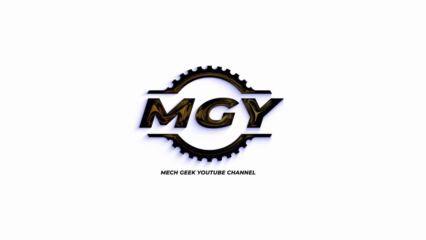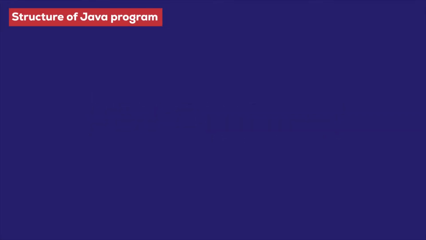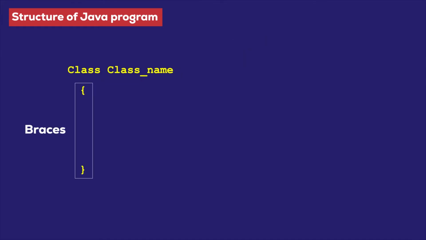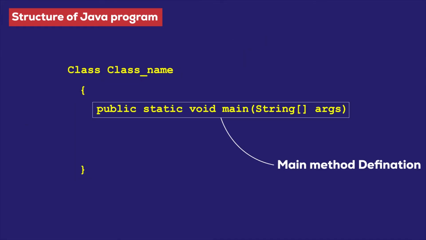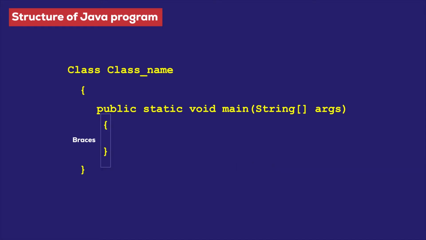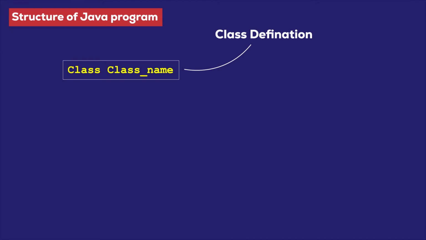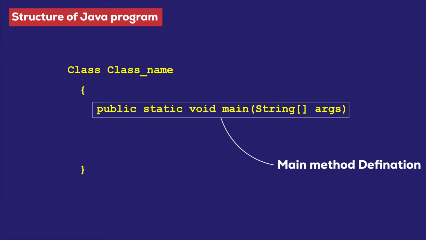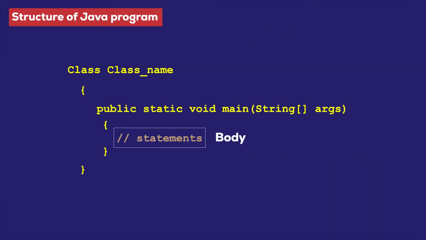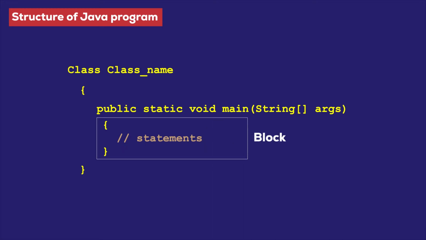So today, we are going to learn a simple Java program, that is Hello World. First of all, let's begin with the structure of the Java program. It has mainly a class definition, having the braces block. Inside that, the main method definition, and that also has a braces block. And finally, the body of the method. So, class definition, main method definition and body of the method. Here the open braces and close braces represent the term called block.